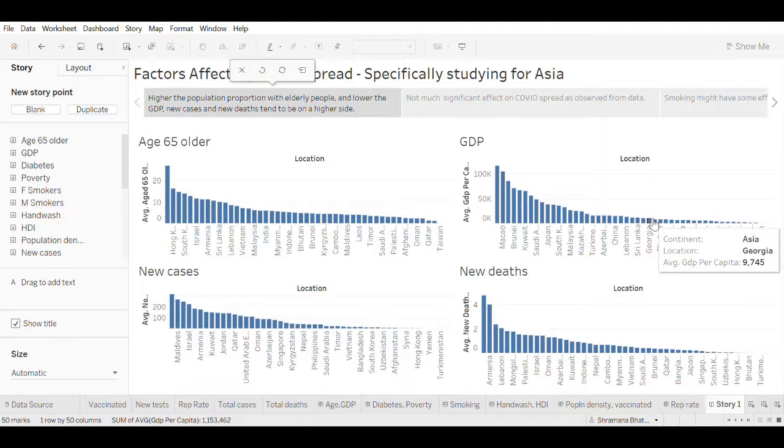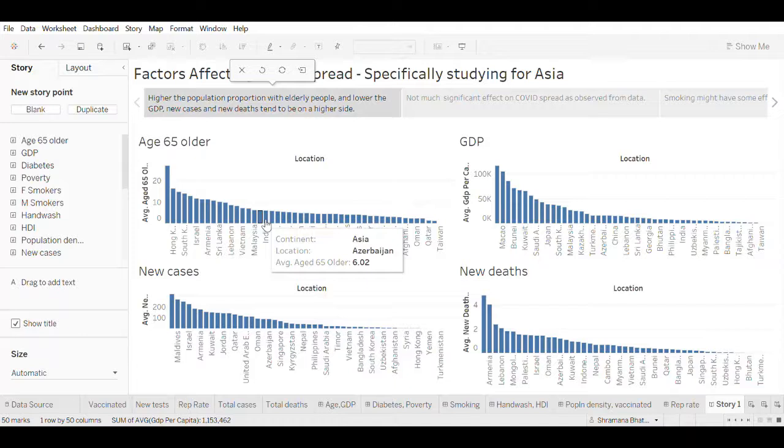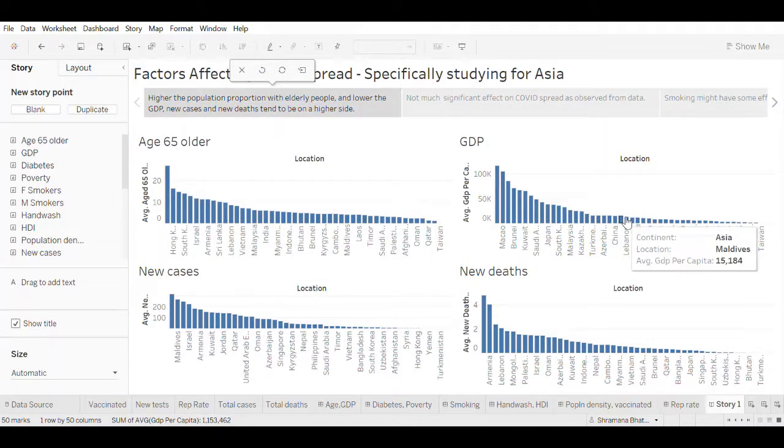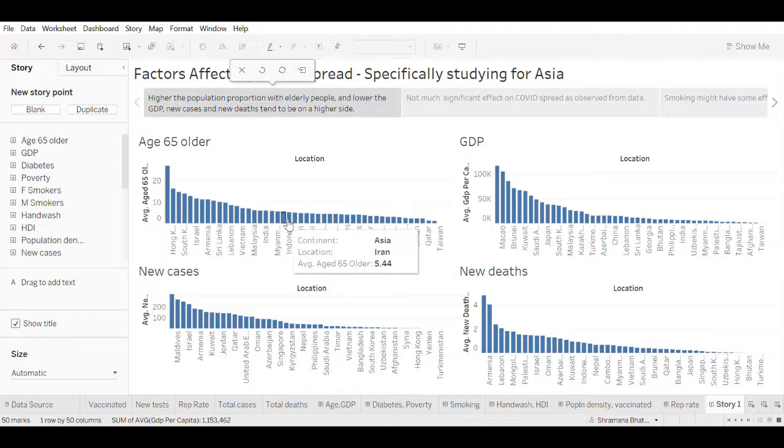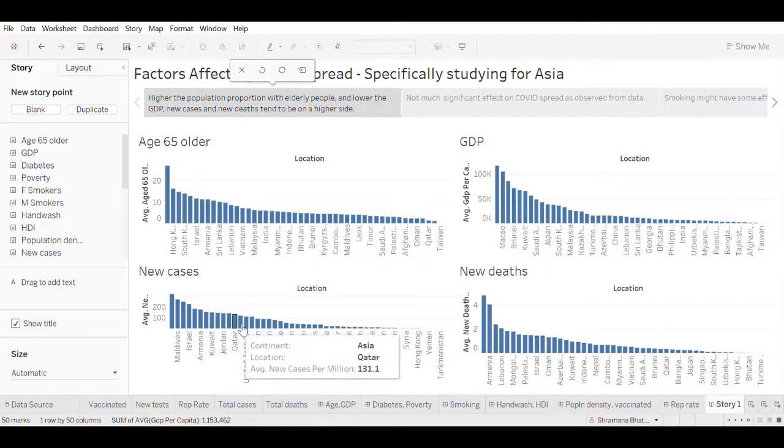But in India, we saw that the GDP is low and the average elderly population is on the moderate side, not very high. Its cases are also moderate. That's why, as I said. Let's move on to the next part.